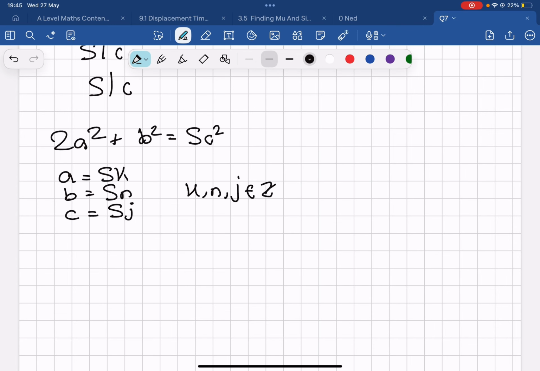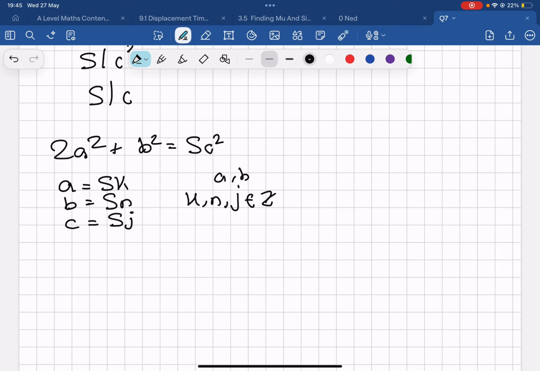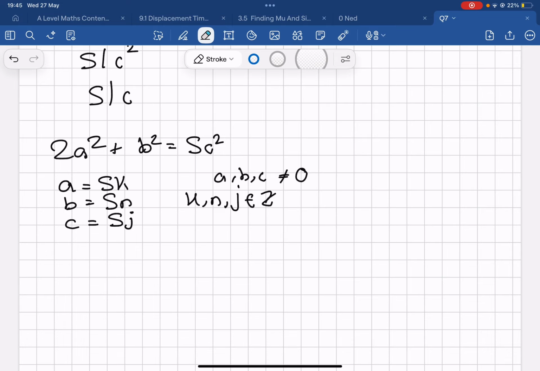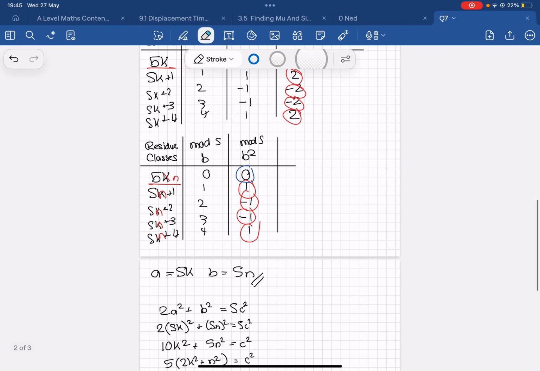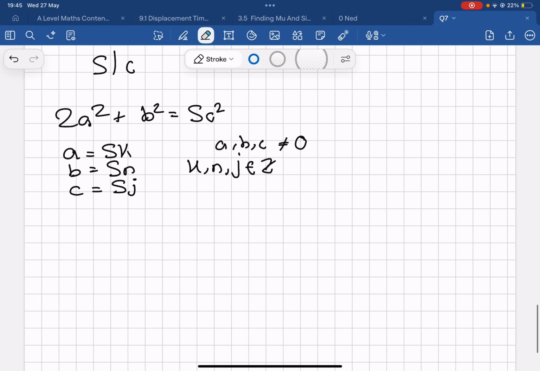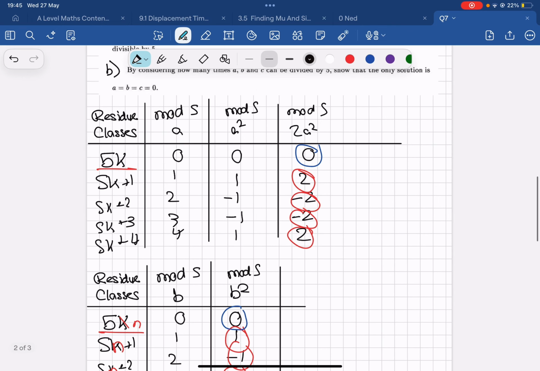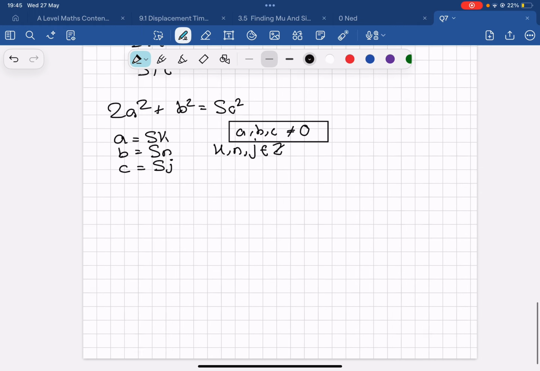Don't know whether they're positive or negative. Let's just say they're integers. We should also write that a, b, c are not equal to 0, because if they were, then this would be 0 plus 0 equals 0, and that obviously satisfies the equation. So, does there exist a case where a, b, c are not equal to 0 and we get a solution? If there is, we're in a bit of trouble. If there's not, we can say that a equals b equals c equals 0.